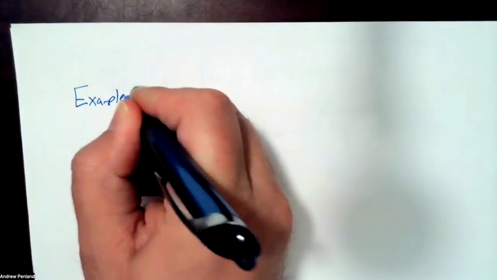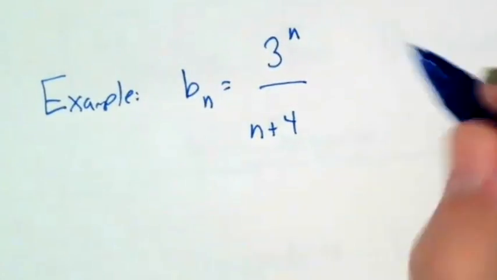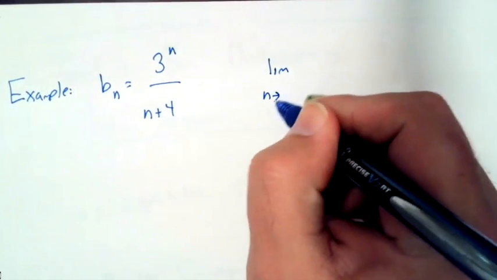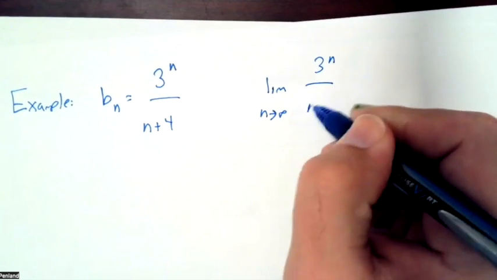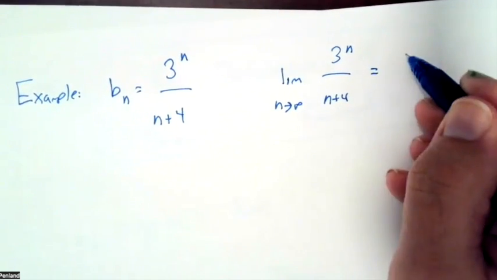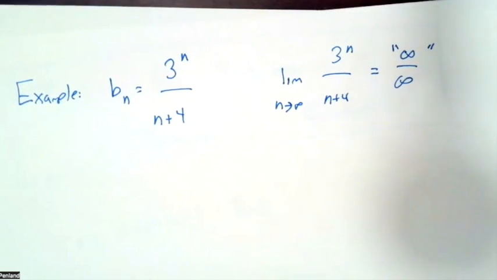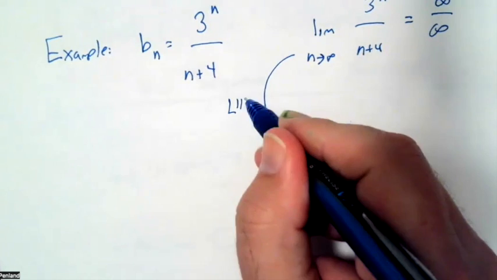Let's look at another example. So let's look at b sub n is equal to 3 to the n over n plus 4. If I look just at this sequence and I look at the limit as n approaches infinity of 3 to the n over n plus 4, 3 to infinity is infinity, and infinity plus 4 is infinity. So this fits the form of infinity over infinity. Can't do anything with that directly. So let's apply L'Hopital's rule.